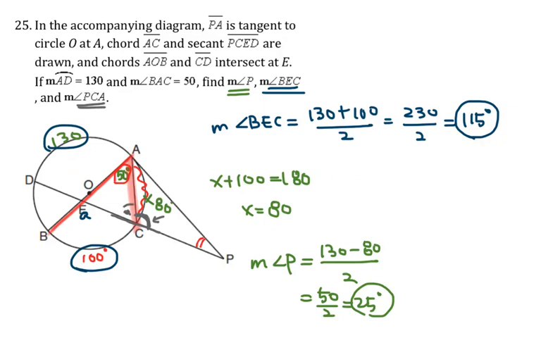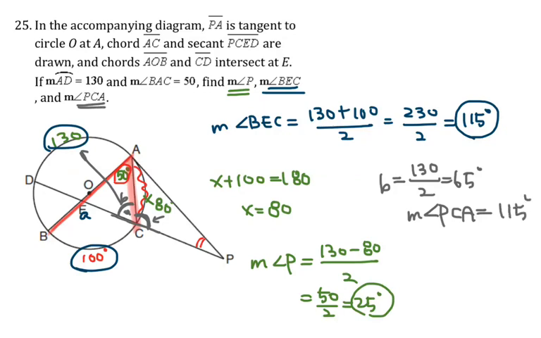But how do you find this angle? That angle is half of its intercepted arc, which is 130. So if I call this one B, then angle B must be equal to half of 130, which is equal to 65. But angle PCA is supplementary to that, so 180 minus 65. What's 180 minus 65? That's 115 as well. So therefore, that's our answer.